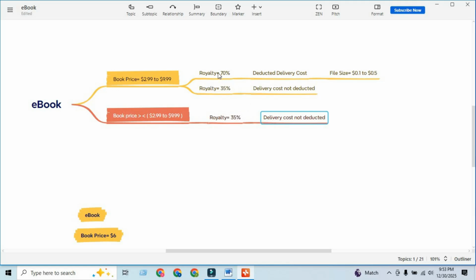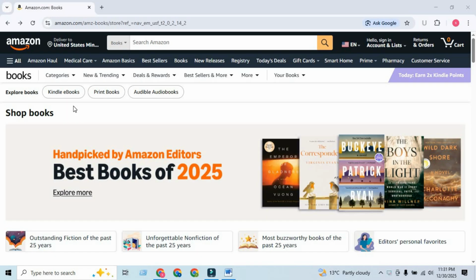Okay, for beginners, 70% royalty is usually the best option. But in some special cases, 35% royalty is selected. Hopefully, you now understand the complete ebook royalty system.